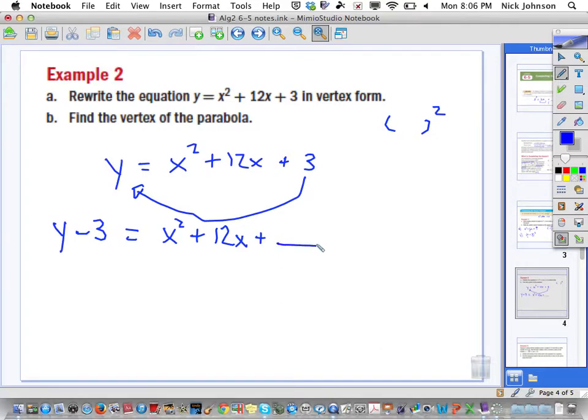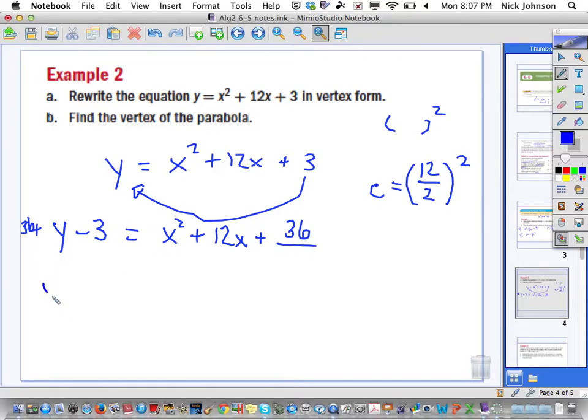find c. Okay? So c is going to be equal to b divided by 2 squared. Well, what's b? b is 12. 12 divided by 2 is 6. 6 squared is 36. Now, here's a point of interest to remember. If I add 36 on this side, I have to add 36 over on my left-hand side. Whatever I do to one side, I have to do to the other. I created the 36, so I add 36 here. I have to add 36 here.